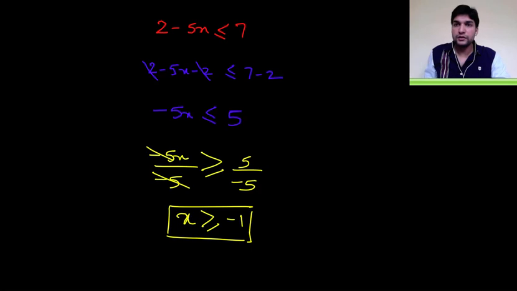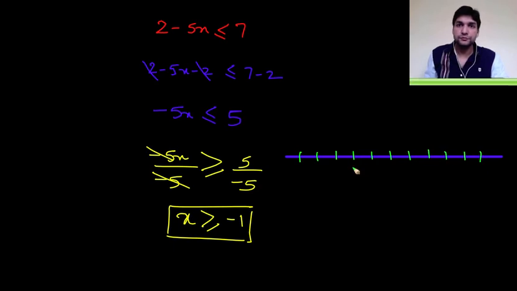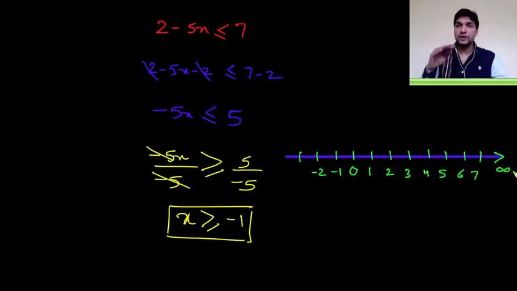So let's plot this thing on a number line. So our number line will look like this. It will have so many lines. Let's keep our reference 0 here, and this will be -1, this will be -2, this will be 1, 2, 3, 4, 5, 6, 7, so on till infinity. Infinity is towards the right hand side and minus infinity is towards the extreme left hand side.